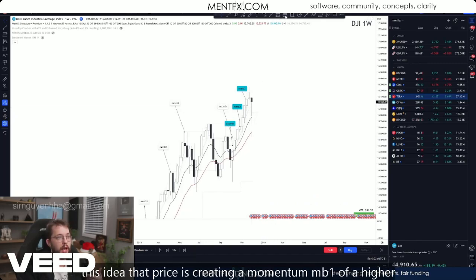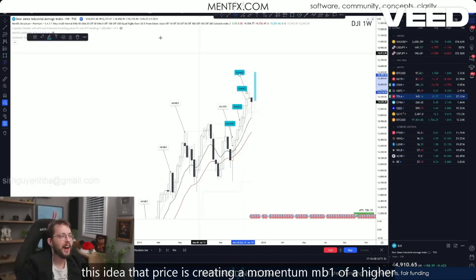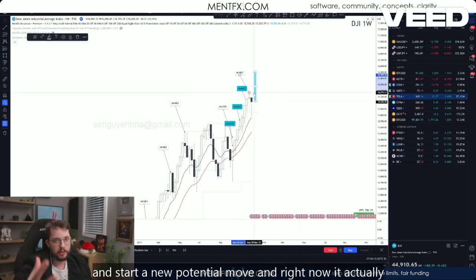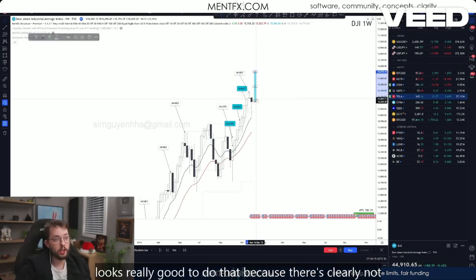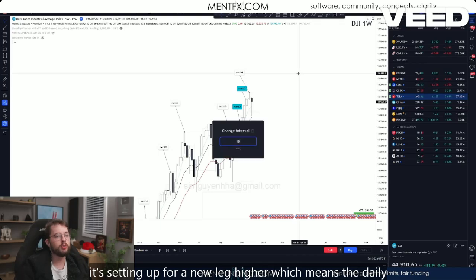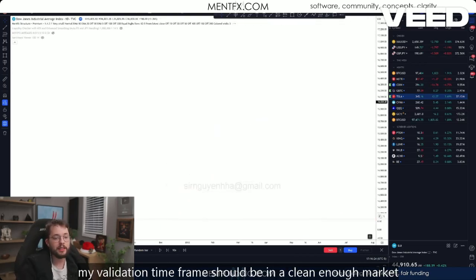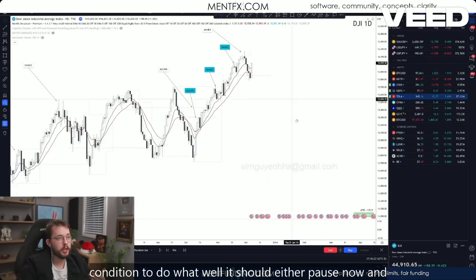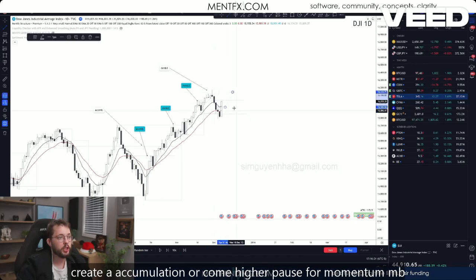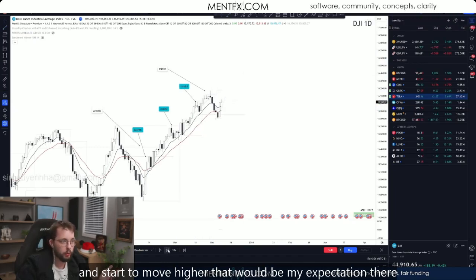So once again, we have this idea that price is creating a momentum MB1 of a higher time frame on the C, which means that the V should break down and start a new potential move. And right now, it actually looks really good to do that because there's clearly not enough selling to completely break the market, and instead it's setting up for a new leg higher, which means the daily, my validation time frame, should be in a clean enough market condition to do what? Well, it should either pause now and create accumulation or come higher, pause for momentum MB, and start a move higher. That would be my expectation.